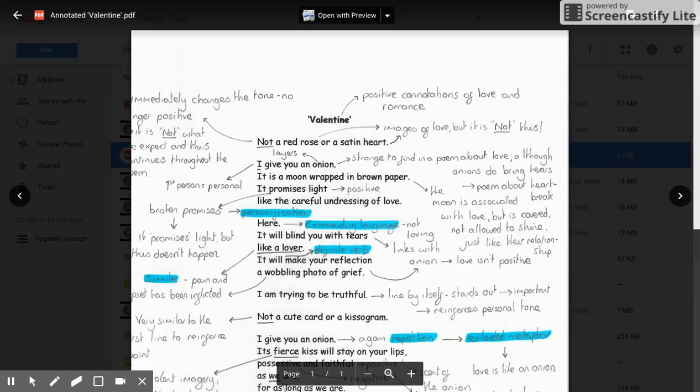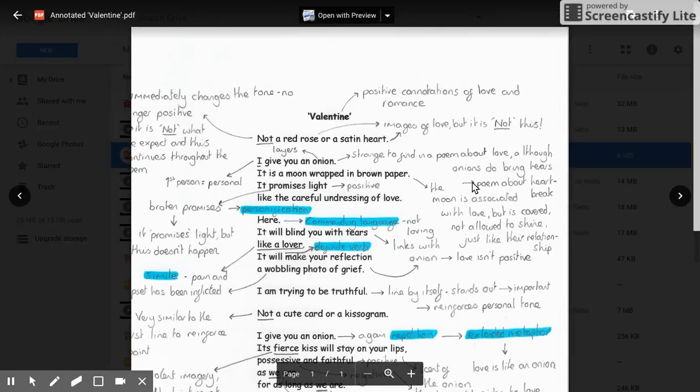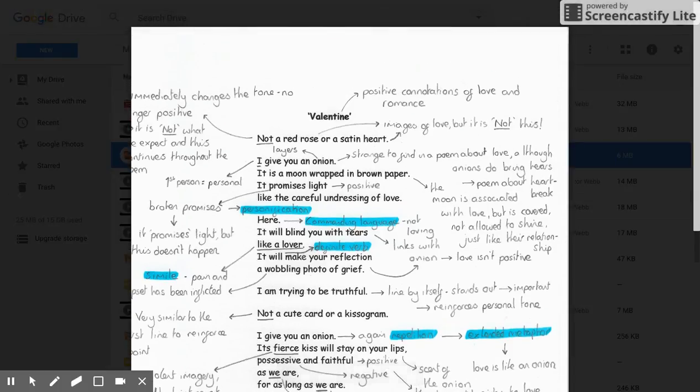Okay, this video is all about the poem Valentine by Carol Ann Duffy. I'd like you to use it for preparation for the lesson and also for revision, obviously for studying for the exam. I've done the annotated copy, which I will be giving to you to put into your books, but I also want to use this resource to help you understand the poem.